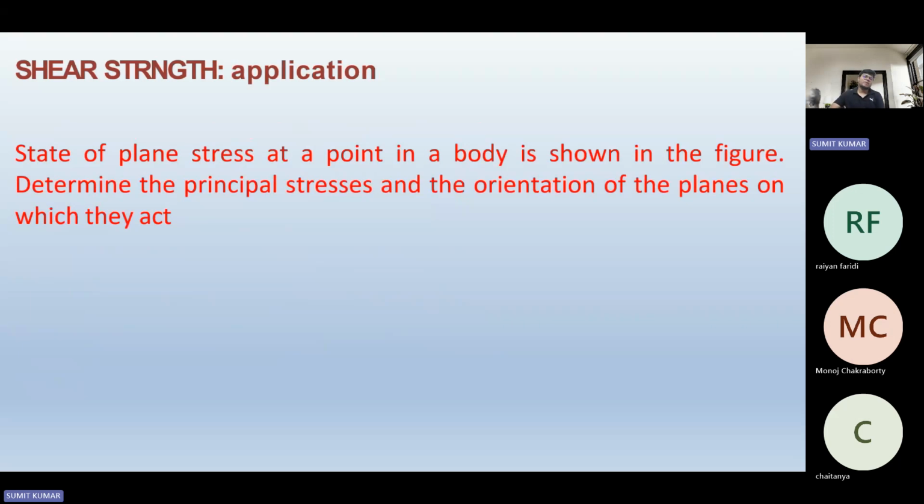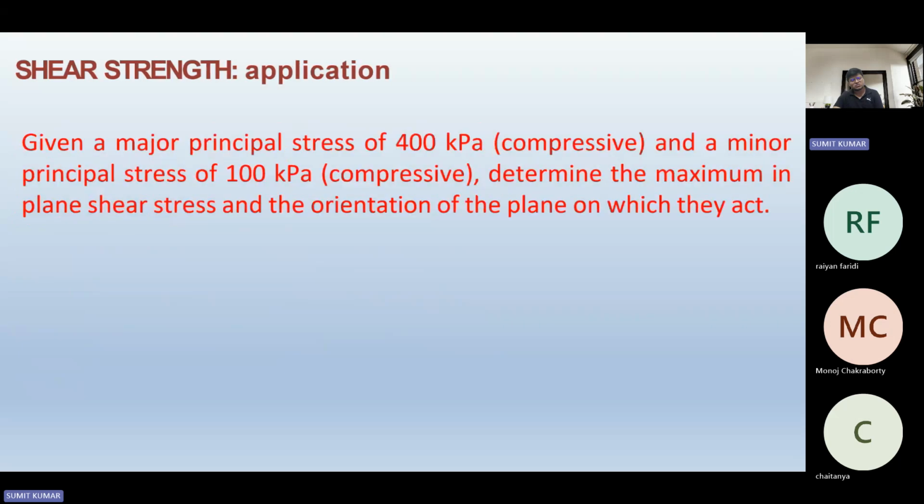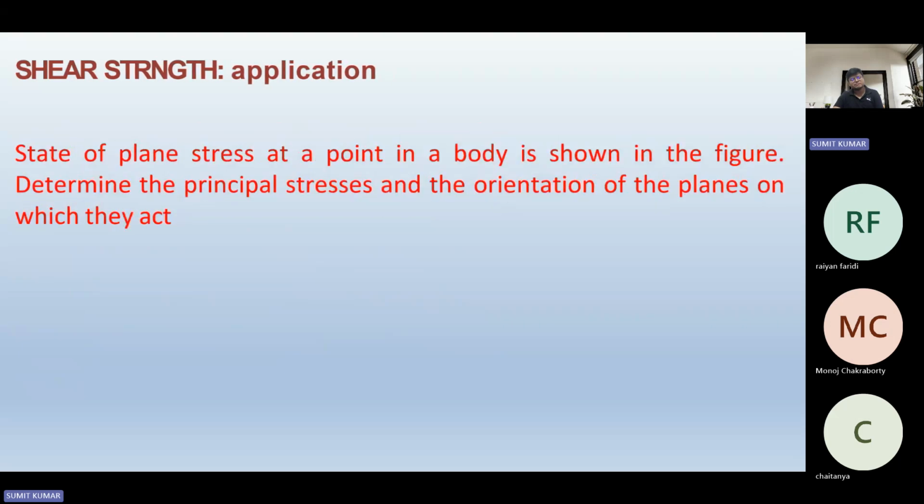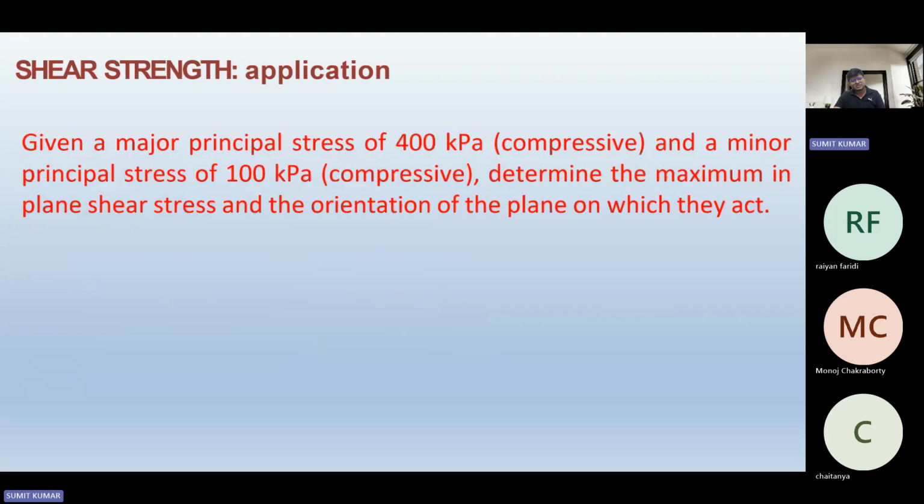So the state of plane stress at a point in a body is shown in the figure. Determine the principal stress and the orientation of the plane on which they act. Okay, so this question got missed out, that is why it is not there. So leave it, and once the question is there, we could solve. Okay, this problem is here.